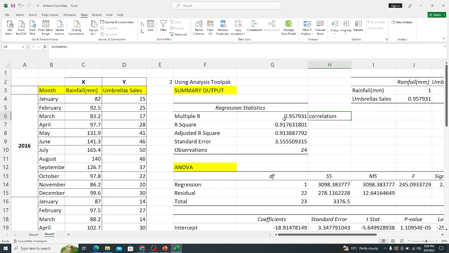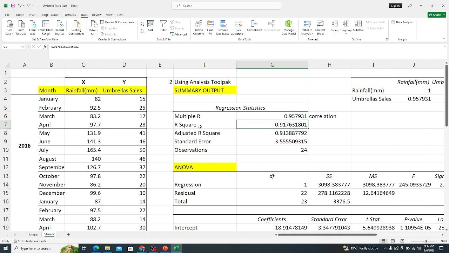Basically we've seen that we have a very strong correlation here, meaning that when one variable is increasing, the other variable is also increasing.